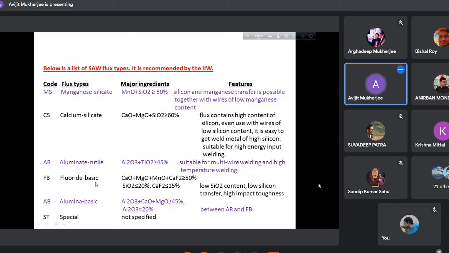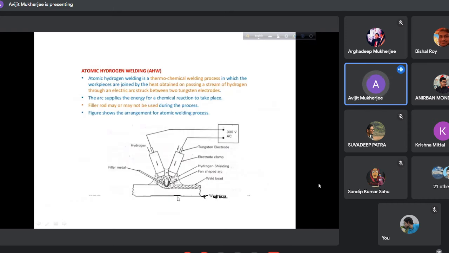FB is fluoride based: calcium oxide, magnesium oxide, manganese oxide, calcium fluoride. Or we may have silicon oxide, calcium fluoride. So not a single material, but so many ingredients may be bonded together. So this is the flux. This is again a research area where several researchers are developing various fluxes using different materials in different proportions, and experimenting. Okay, so this is submerged arc welding.